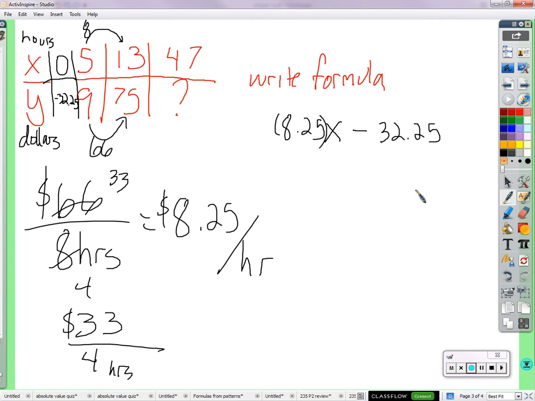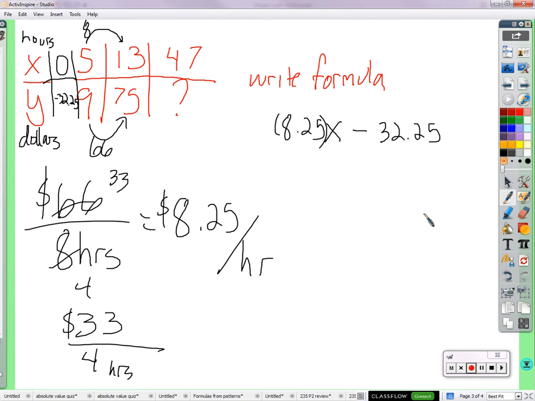That makes sense? Do we agree? Yeah, I think so. Why are we subtracting the 32.25? Because that's how much money we were in debt at. Then we have to take away that initial amount. That's how much we had to start with.